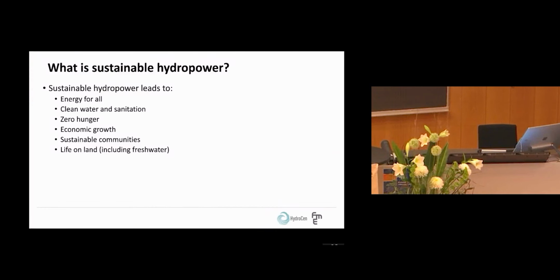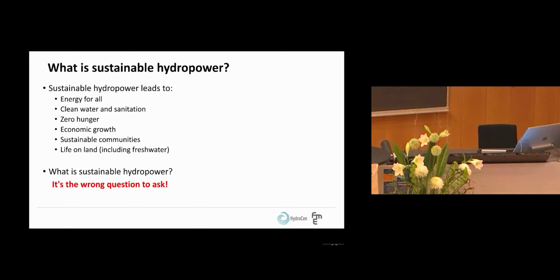So, to wrap up, my message: what is sustainable hydropower? Well, we need all these things delivered from hydropower, like energy and also clean water. It will help to avoid hunger and support economic growth. All these things are in the sustainable development goals, right? And what is sustainable hydropower then?